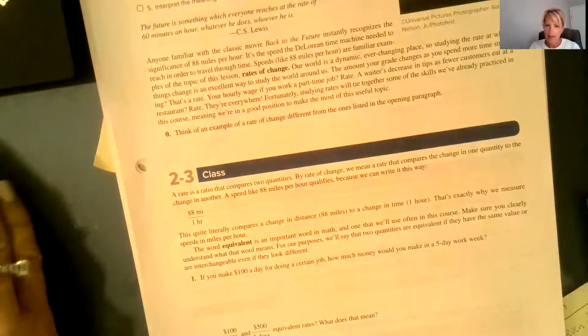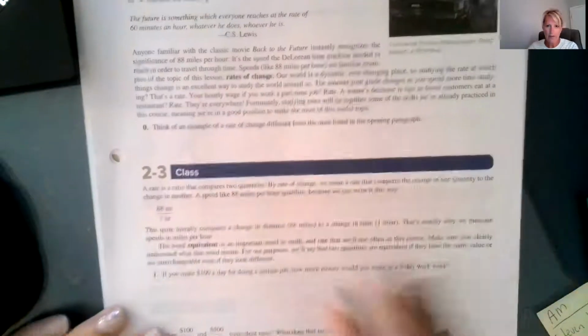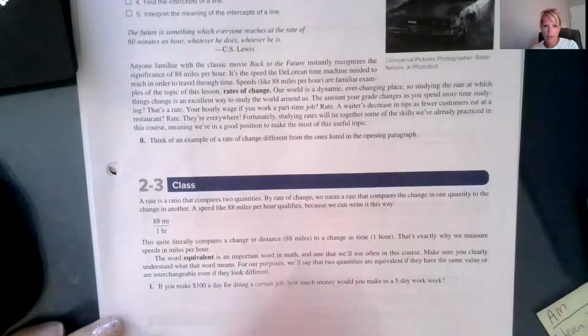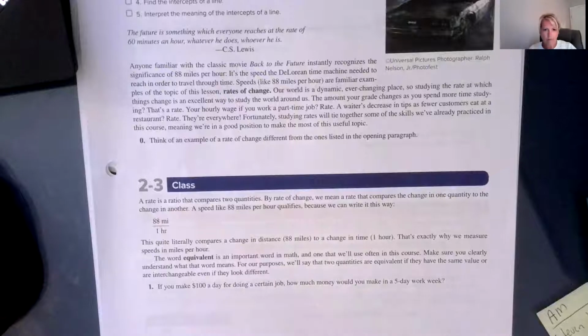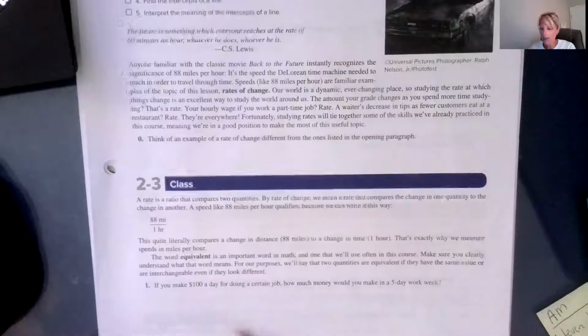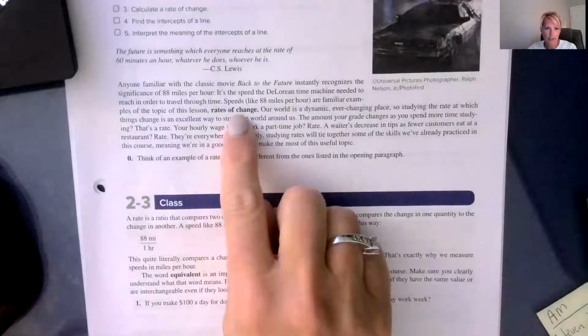Good morning. Today we are going to look at lesson 2-3 in quantitative reasoning, and the title is 88 miles per hour. You should be on page 157. And back in an earlier lesson in Unit 1, we talked about rates of unit rates. And so now we're going to talk about rates of change.